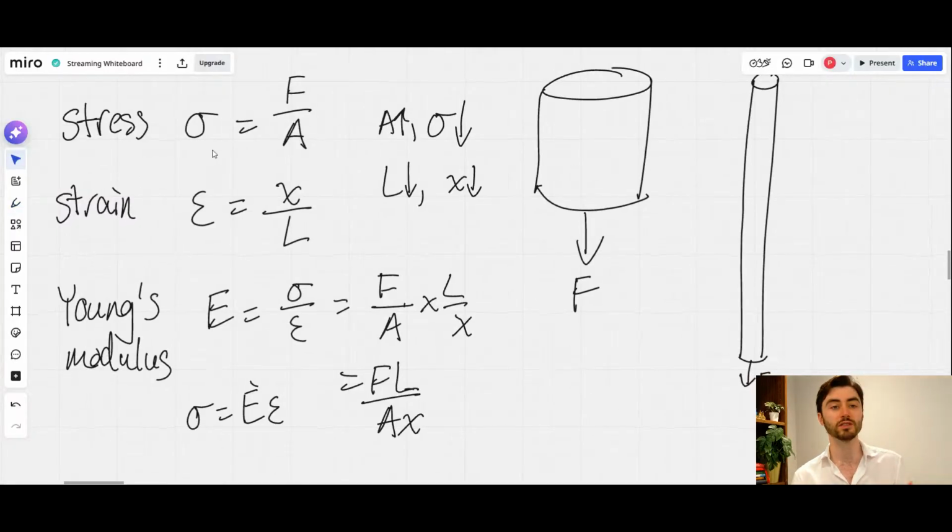So you increase the stress by increasing the force or decreasing the cross-sectional area, and you increase the strain by increasing the extension or decreasing the length for a given extension. So it's all about a percentage increase in length, basically.